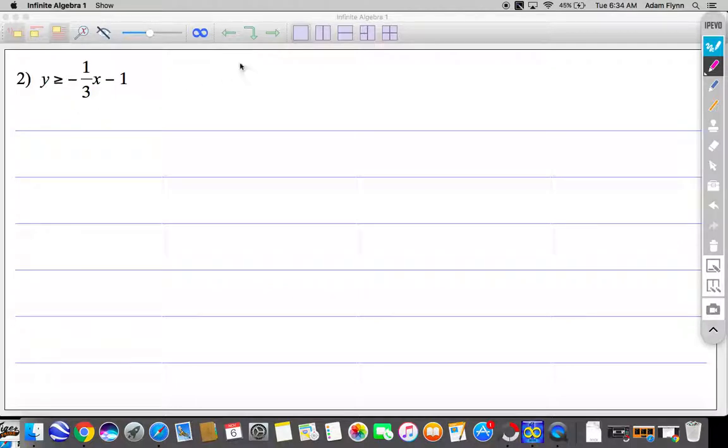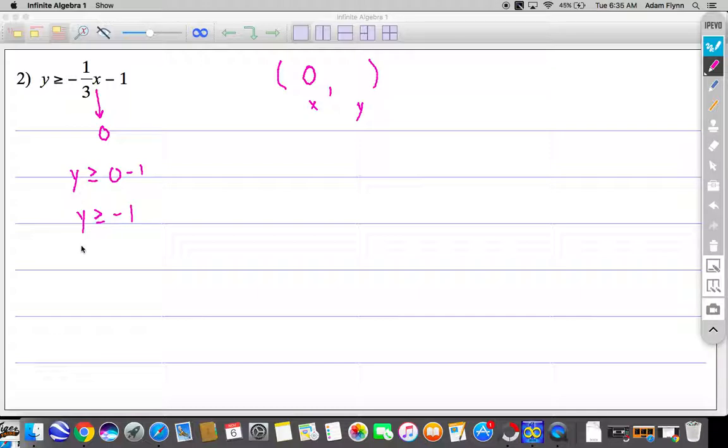Okay, same deal here. I'm going to make my parentheses. And I want to get rid of this fraction. You don't have to if you don't want to, but I like to get rid of it. So I'm going to make my x 0. And when I make my x 0, I get y is greater than or equal to 0 minus 1. So when I evaluate this further, I get y is greater than or equal to negative 1.